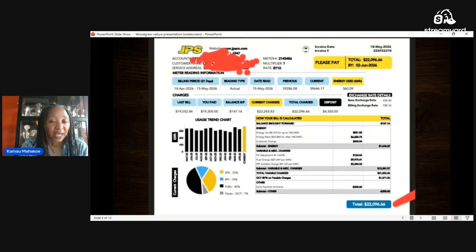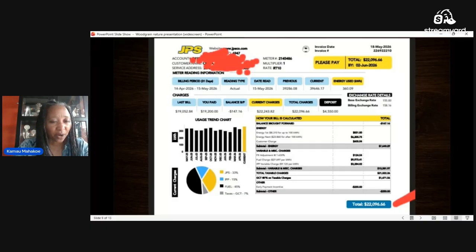If you're reading a bill and you see the reading type say estimate for more than 3 months in a row, that's a red flag, and you need to call JPS because you want an accurate, actual reading. If you see an estimate for 1 month, all right, 2 months, okay, but 3 or more months, that's pushing it. You need to query. Why don't I have an actual reading for my bill?